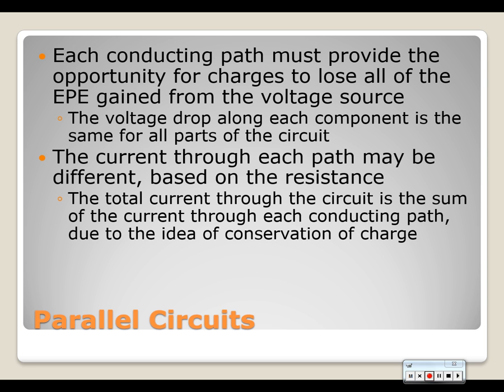So, two key points. One, no matter which way we go, charges have to lose all the energy that they gain from the battery. And two, if the resistance of each section is the same, the current will be the same. But if resistance in one part is higher than other parts, it will end up with less current. All right, good there?